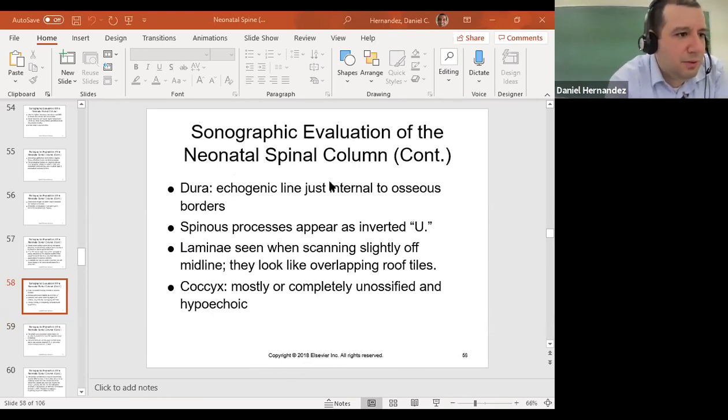So the dura appears as echogenic lines just internal to the osseous borders. The spinous processes appear as inverted U's. The laminae, seen when scanning slightly off midline, look like overlapping roof tiles. And the coccyx is mostly completely unossified and is hypoechoic.